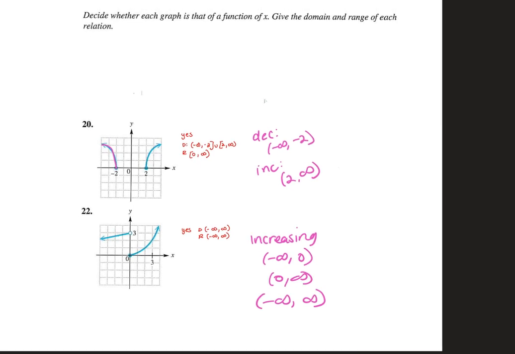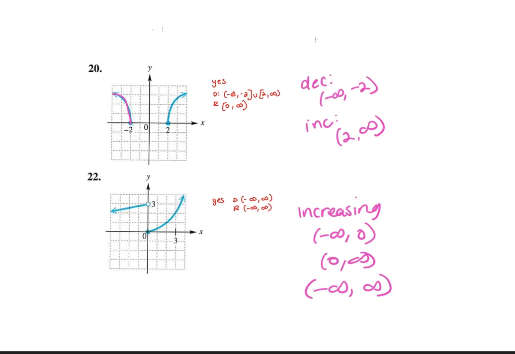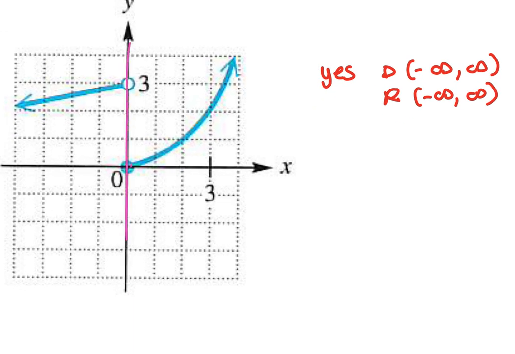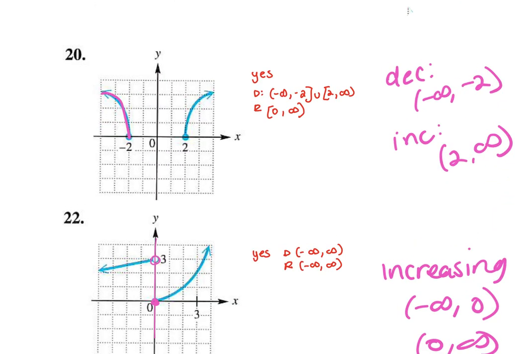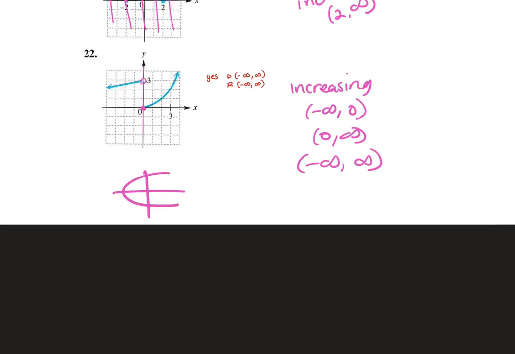The vertical line test. If I put a vertical line through here, the only time it intersects 2 points is here, but one of those points is open and one is solid. So this still passes your vertical line test. If they were both solid, it would fail your vertical line test. So how was the first one? Yes, because if I put vertical lines through here, it doesn't intersect any of those at more than one point. If it was a parabola turned on its side, that's going to fail your vertical line test.